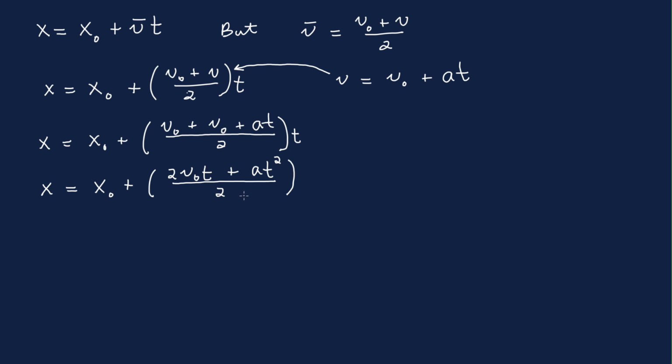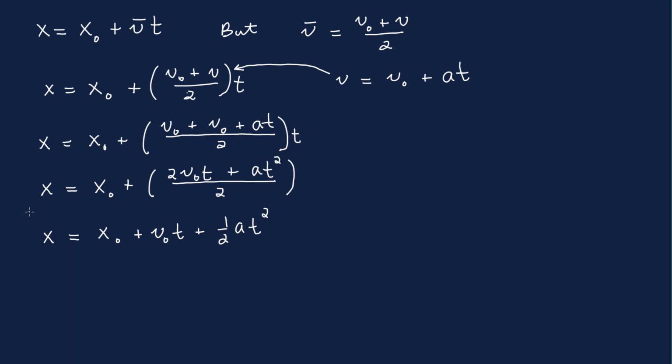Now, I'm not quite done because I want to get rid of the parenthesis by dividing both of these terms by 2. And when I do that, I'll get an equation that is very familiar and satisfying. The final position is equal to the initial position plus the initial velocity multiplied by time plus 1/2 of the acceleration multiplied by t squared.